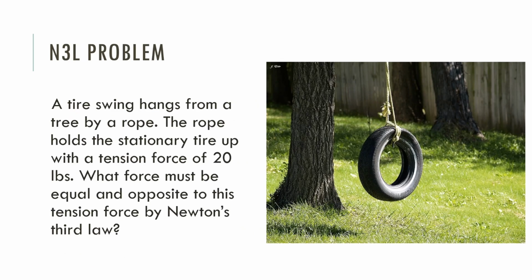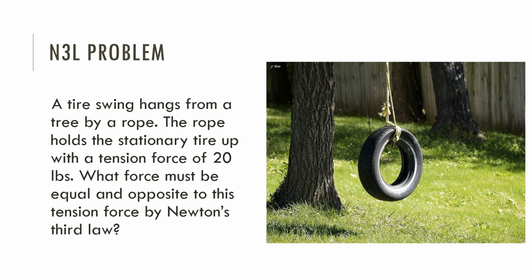So here's one to try. Let's say you've got a tire swing hanging from a rope. There's a rope holding the tire up with a tension force of 20 pounds. Pounds is a unit of force. The IB usually won't use it, but that's a good one to think about. What force must be equal and opposite to this tension force by Newton's third law? What do you think? What would you write? Take a moment, take a crack at it.